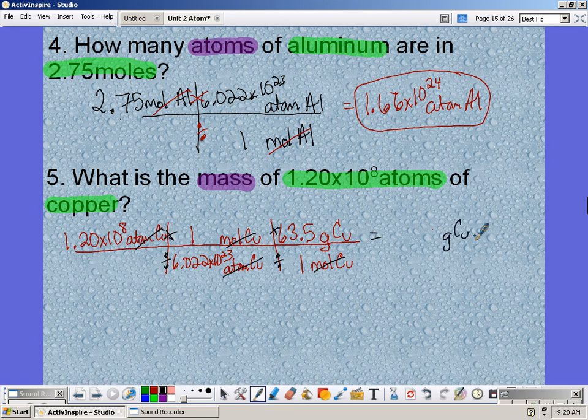1.20 times 10 to the 8th times 1 divided by 6.022 times 10 to the 23rd times 63.5 divided by 1 would give me an answer of 1.27 times 10 to the negative 14 grams of copper. If you're not given moles and you're not looking for moles, it's 2 steps to get to the answer.